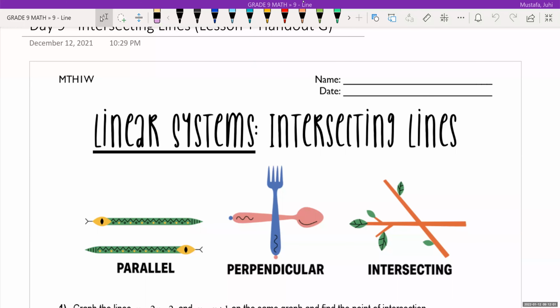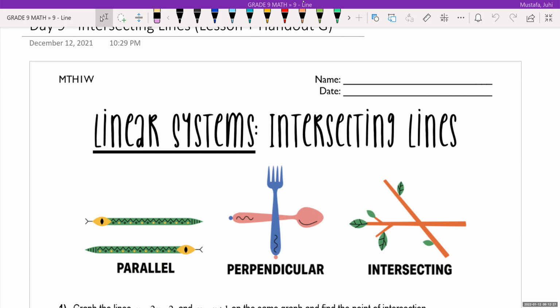All right, so today's lesson, actually the whole week, we've been learning about lines. We started off with how to make a table of values. Then we learned about parallel and perpendicular lines, and horizontal and vertical lines. That was last day's work. Now we're going to talk about what happens when two lines meet each other, which is known as intersecting lines.